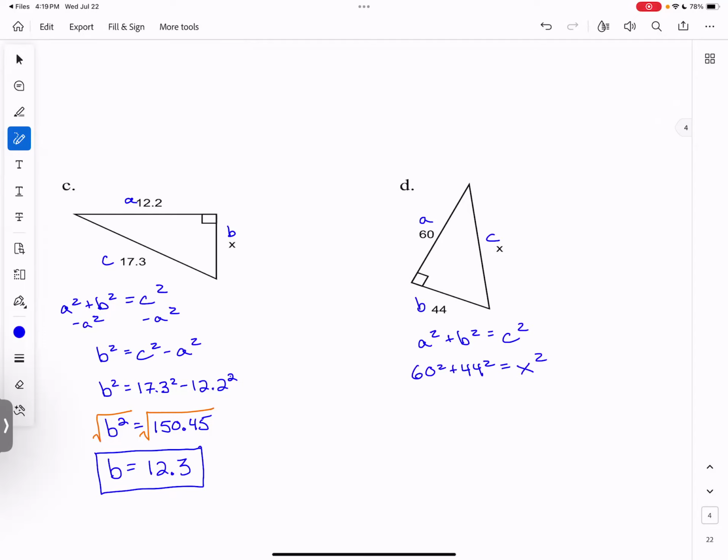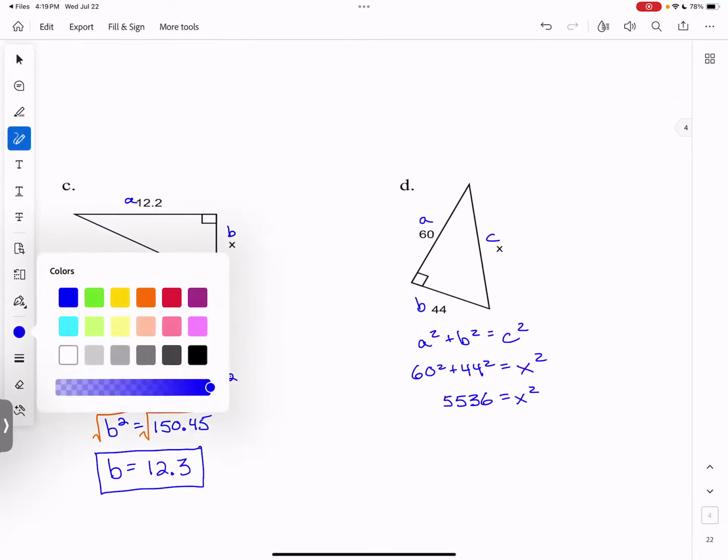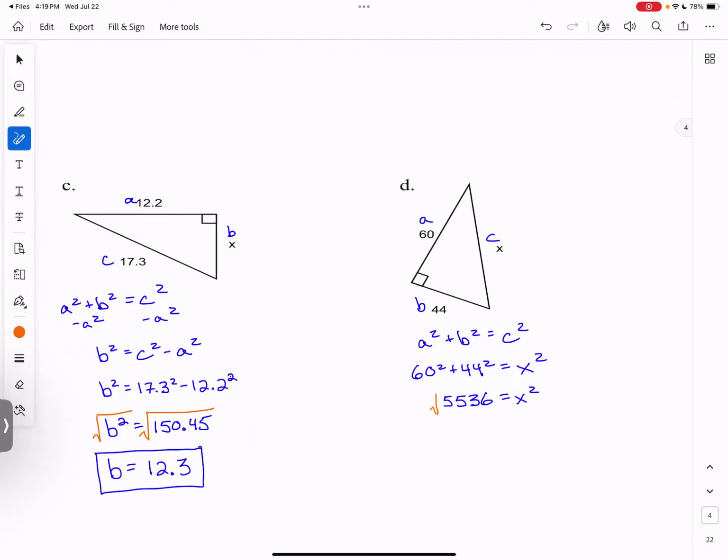So if I calculate that, 60 squared plus 44 squared, I get 5,536. And then I want to solve for x, so I'm going to square root both sides. And round to the nearest tenth to get 74.4.